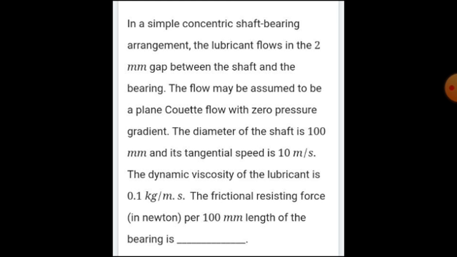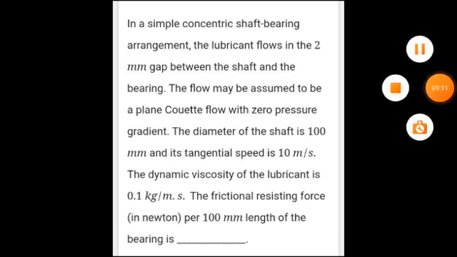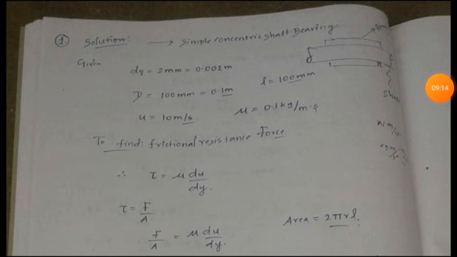The frictional resisting force in Newton per 100 mm length of the bearing is dash. We have to find the frictional resisting force. I have solved this, I will show you now. Okay friends, now look at the solution. Look at the figure. First of all, there is a shaft which is supported by means of concentric bearings. That is the bearing. Normally, what is the purpose of a bearing? It will support the shaft, and for smooth rotation it will be very useful.